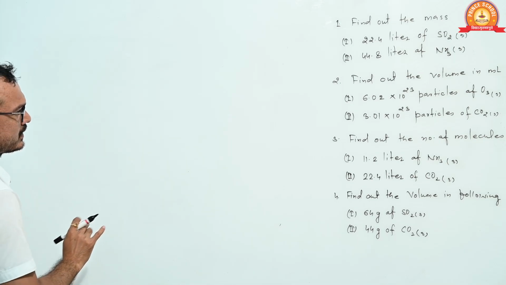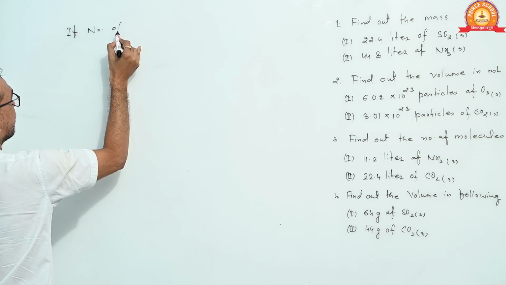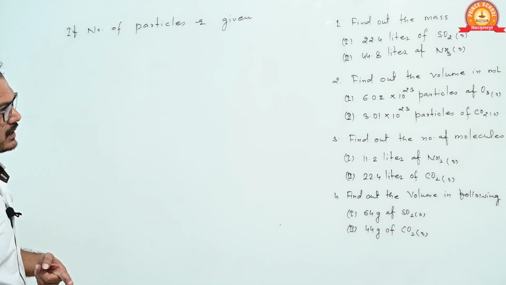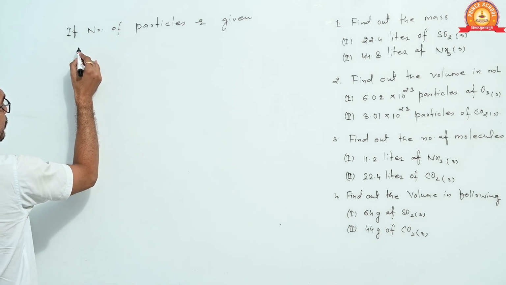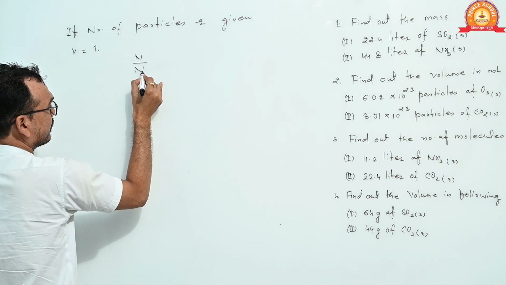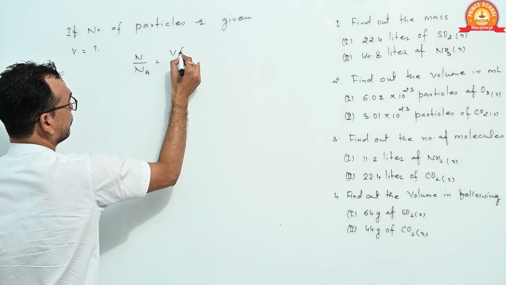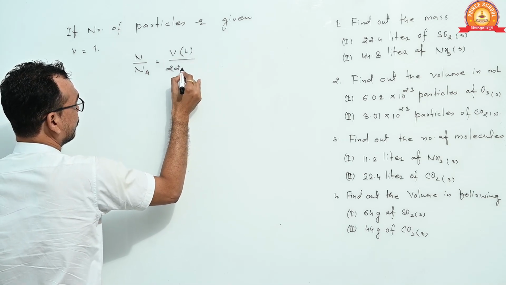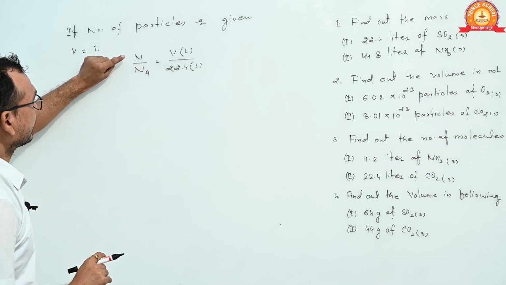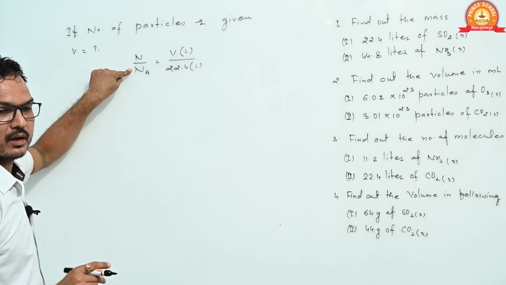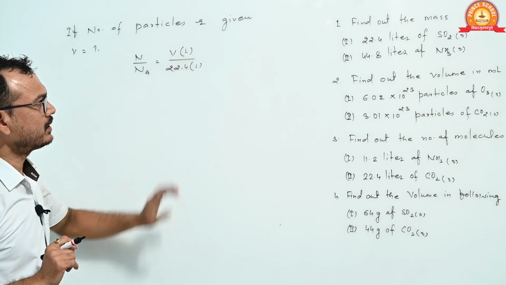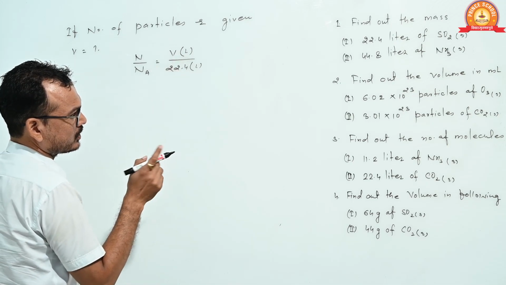If the number of particles is given and we need to find the volume, then apply N upon Na is equal to V liter upon 22.4 liter. Is that clear? Think about that. The number of particles is given, we already have its value, and we want to calculate the volume in liter.